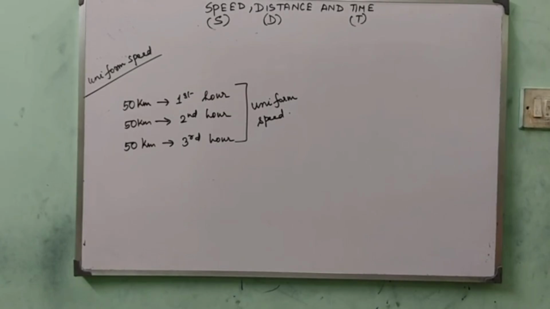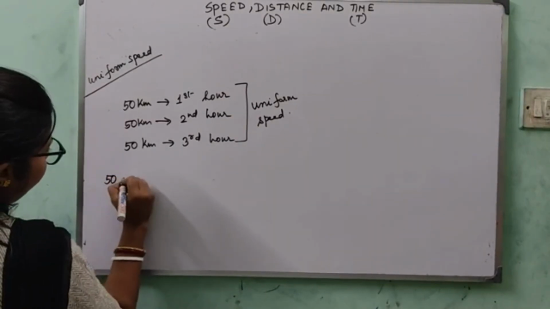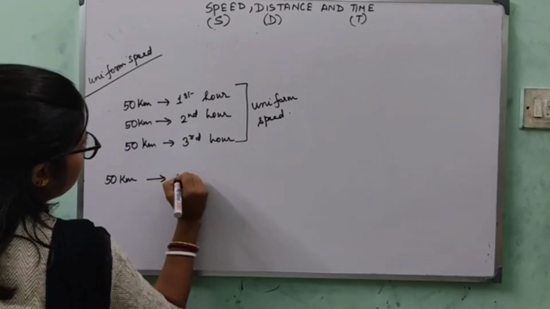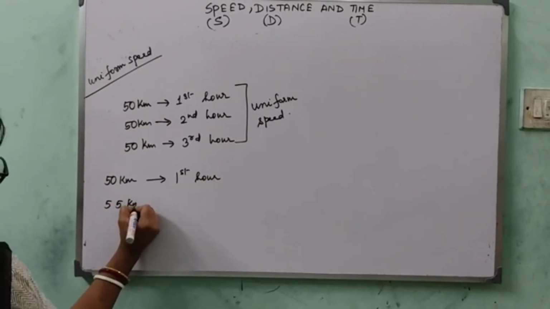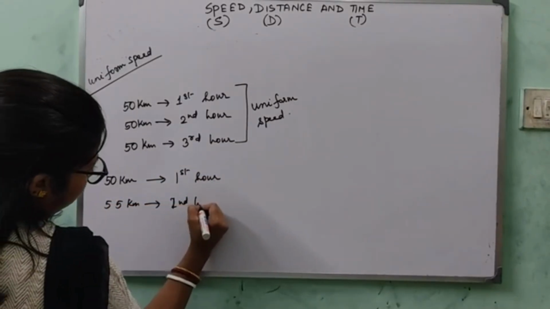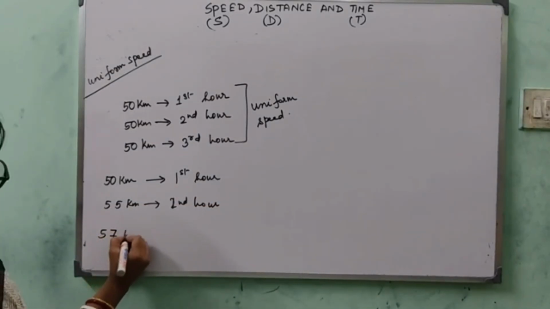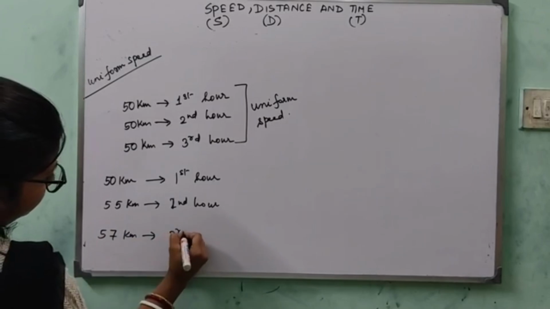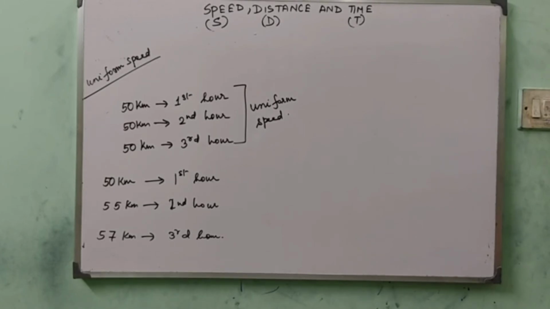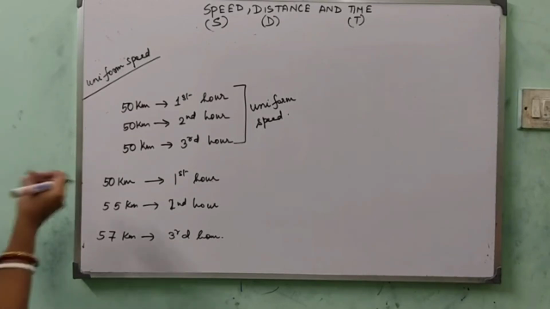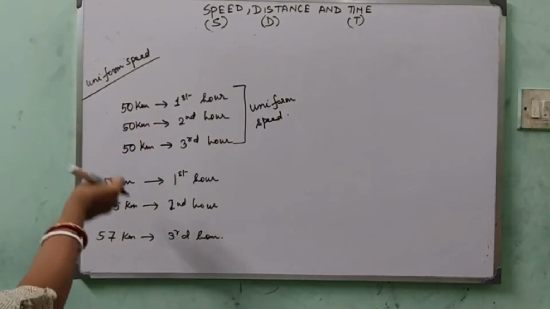But in case we see a situation where the object covers 50 kilometers in the first hour, in the second hour it covers 55 kilometers, and the third hour it covers 57 kilometers. So you can see over here that at equal intervals of time the body is not covering the same distance. There is a difference in the distance that is created.